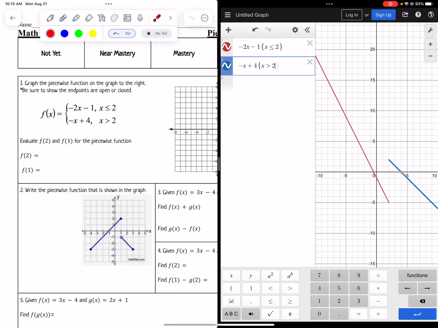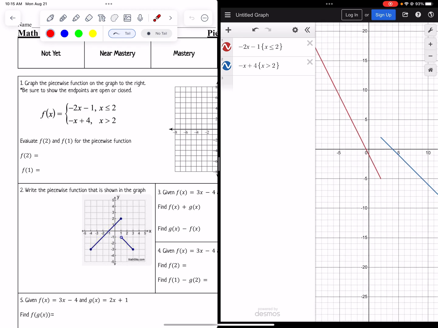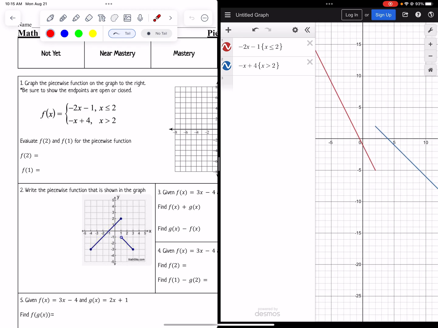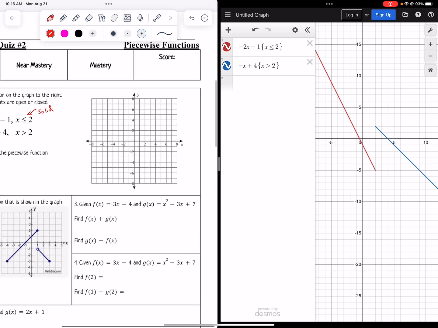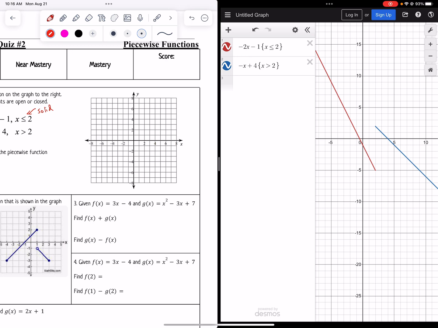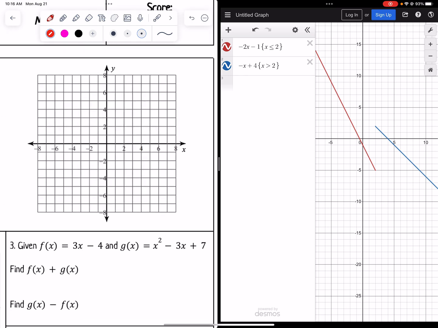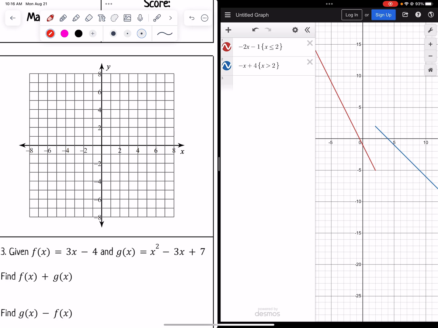Let me make sure my volume is turned up. Okay, so then I want to put these on my paper. So I can tell that this red line would be a solid dot where it has an endpoint because it has a less than or equal to sign over here on my paper. And I can tell on Desmos it touches at 2, -5. So I'm going to plot a solid point at 2, -5. And then I see another good spot to put a point would be a y-intercept at -1. And then I'm just going to draw it going off to the left.